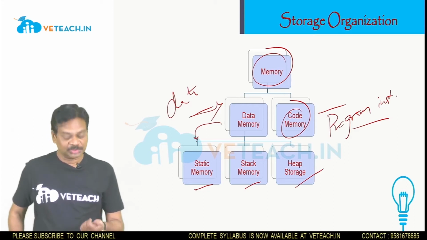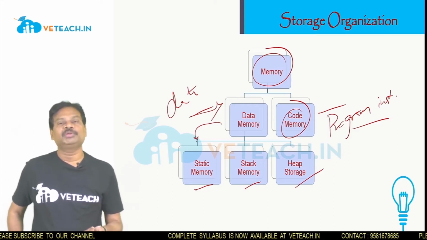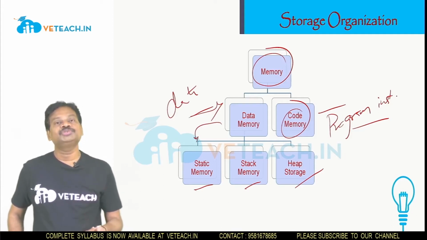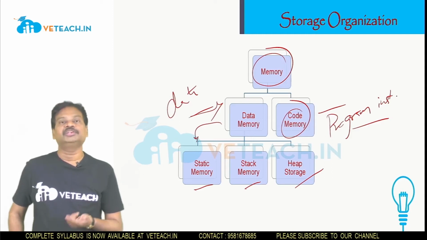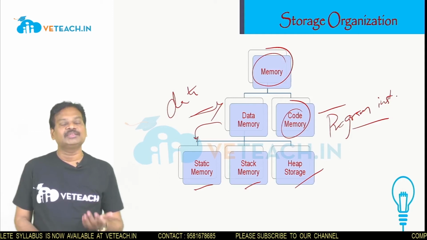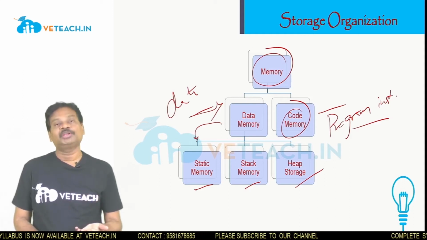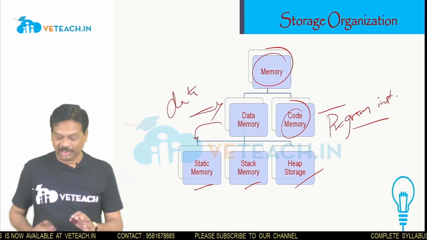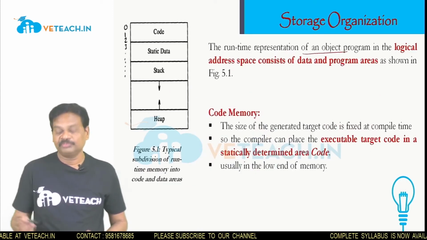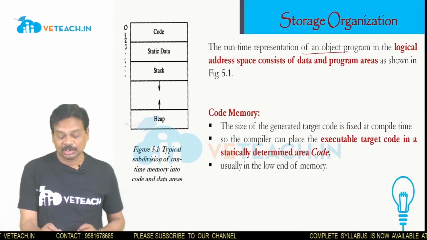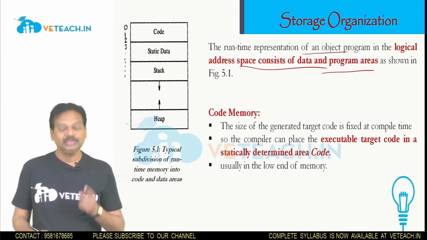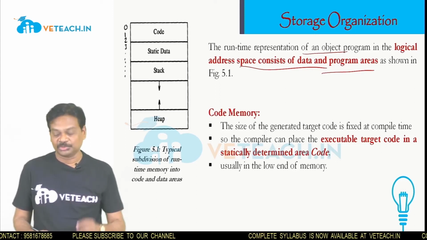So there are two types of memories. One is code memory, which is used to store all your program instructions. Data memory is used to store data related to your program instructions, and this data memory is again considered as static memory, stack memory, and heap storage for our convenience. The runtime representation of an object program, that is the logical address space, consists of two areas: the program area and the data area, just as we have discussed.